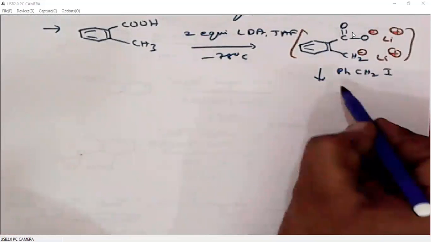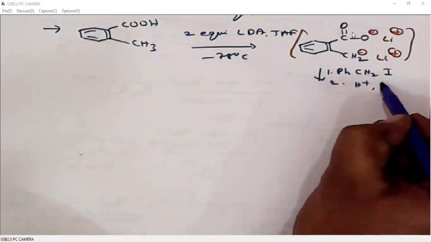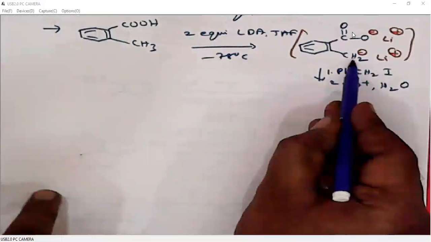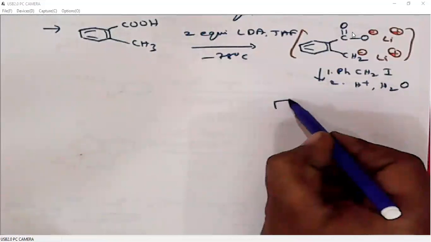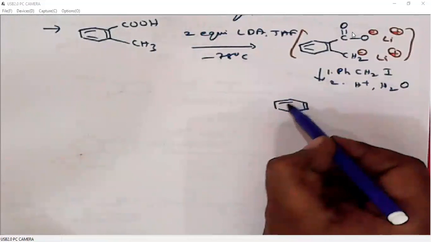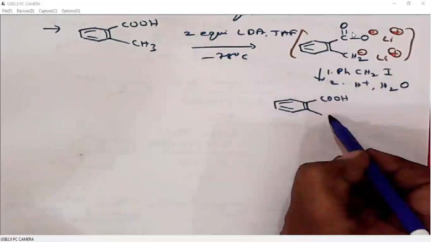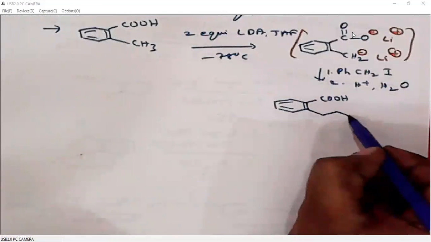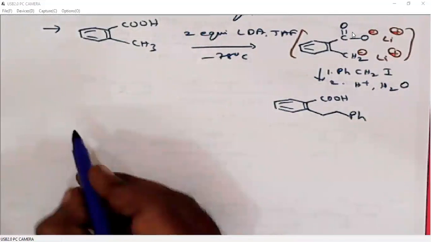Alkyl halide is an electrophile. Here iodine is a good leaving group. So it will undergo alkylation here. Since benzylic protons are acidic in nature, they can be easily abstracted with a strong base. Here it is LDA.